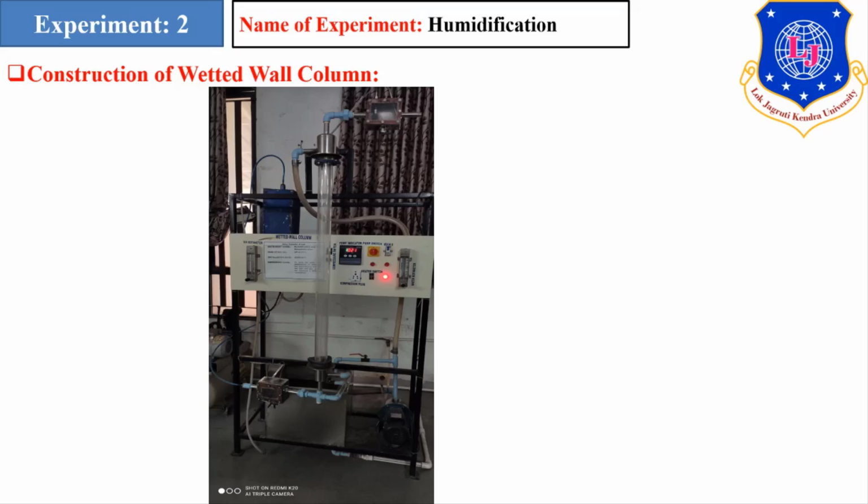Okay, there are two rotameters, and also there are temperature indicators which will be indicating the temperatures at the inlet and outlet, and they will give the two temperatures, that will be wet bulb and dry bulb temperatures.